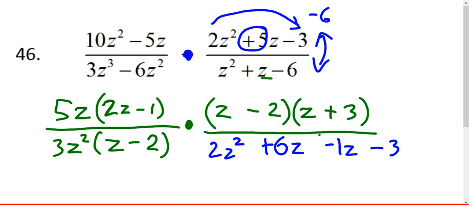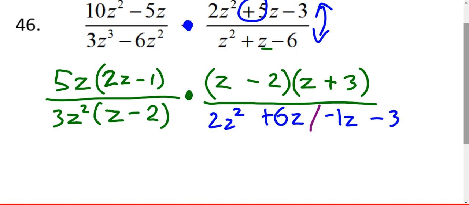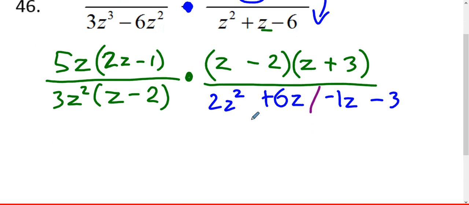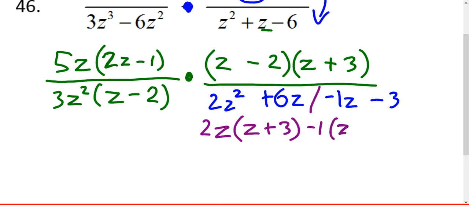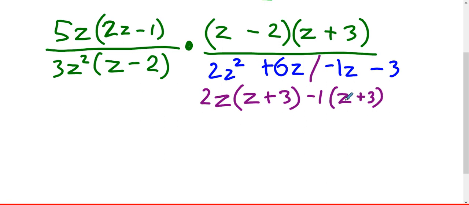When we do that, we can do factor by grouping. Take out a 2z, you're left with z plus 3. Take out a negative 1, we're left with z plus 3. So factor by grouping worked on this now. We get z plus 3 and 2z minus 1.